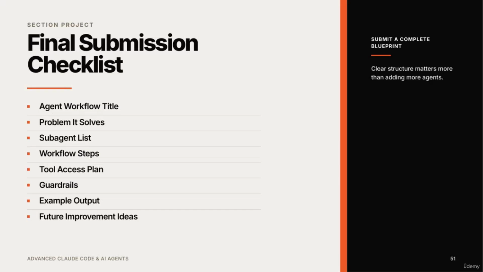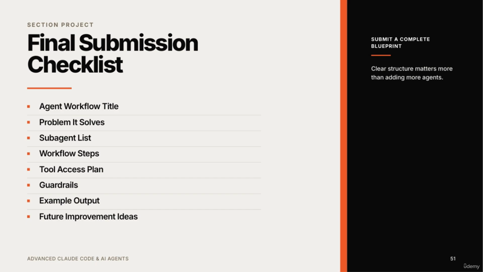This section focuses on the final project submission checklist, which is critical to ensure everything is thoroughly prepared before submission. The key takeaway here is that having a clear and well-organized structure is far more important than simply adding more agents to your workflow. This means prioritizing clarity and efficiency in your design. The checklist includes several crucial components: defining the problem your project addresses, creating a detailed agent workflow, listing all subagents involved, outlining each step of the workflow, and developing a solid tool access plan.